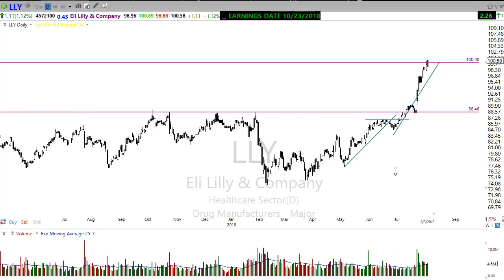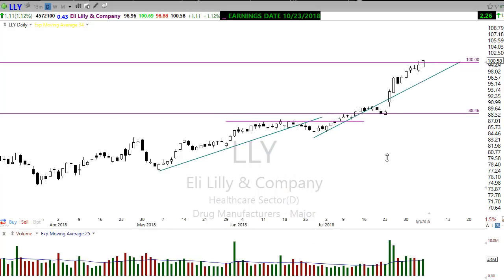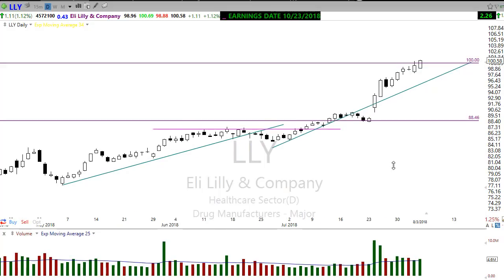We broke through, we came back and tested support, and buyers stepped in and pushed that chart higher. And notice the 100 up here is marked. The 100 is marked because that's the natural resistance target, the big round number. You get up into this area and a stock will almost always rise toward that 100. I don't know why it is. It just sucks it up there. It wants to go there.